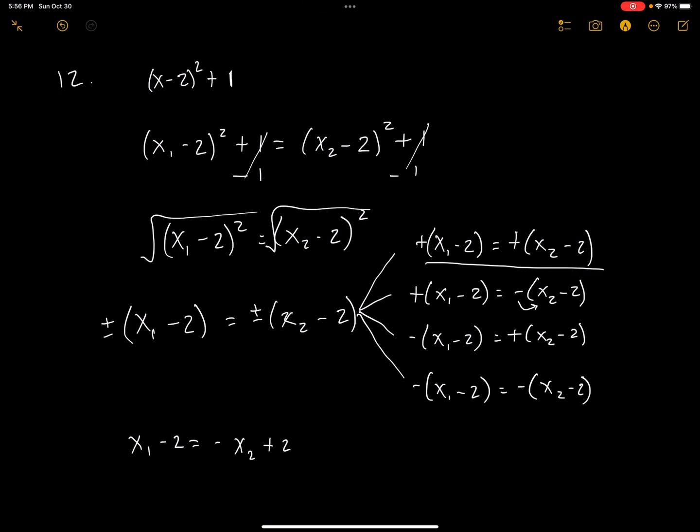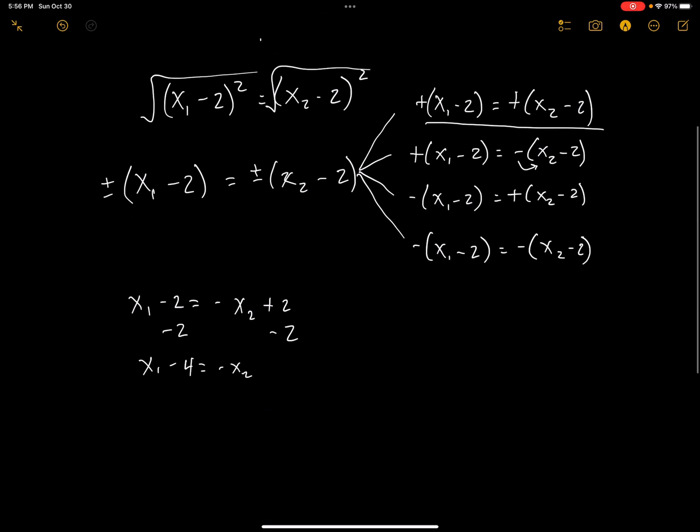And so now actually, in order to try to get these things to equal each other, I'd have to subtract 2 from both sides. And I get x1 minus 4 equals negative x2. And there's no way, even if I divide out a negative, there's no way that those two sides are going to equal each other. So I'm kind of out of luck to say, okay, this is actually not equal. So in this case, and this case, those are not equal to each other.